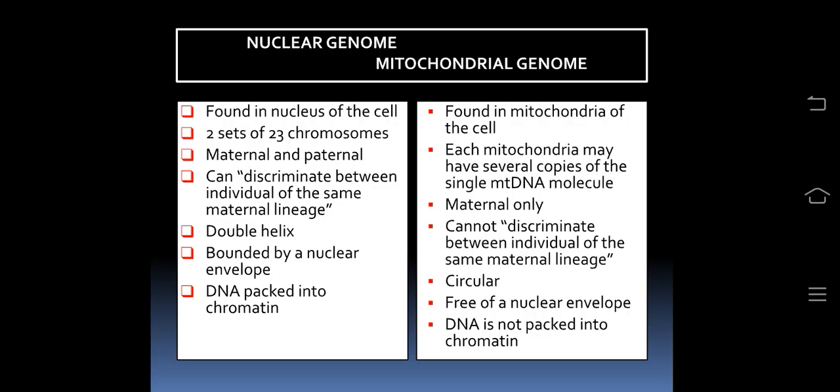Nuclear genome versus mitochondrial genome. Nuclear genome: found in the nucleus of the cell, 2 sets of 23 chromosomes, maternal and paternal, can discriminate between individuals of the same maternal lineage. Double helix bounded by a nuclear envelope, DNA packed into chromatin. But the mitochondrial genome is found in the mitochondria of the cell, each mitochondrion may have several copies of the single mtDNA molecule, maternal only, cannot discriminate between individuals of the same maternal lineage.